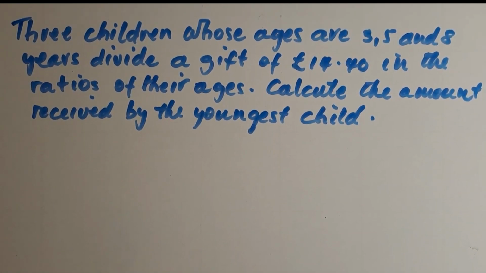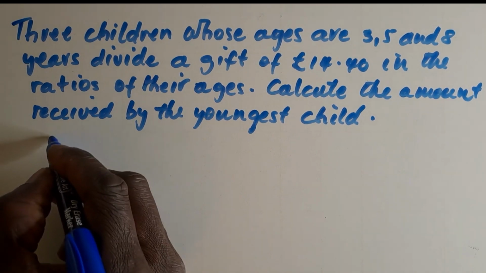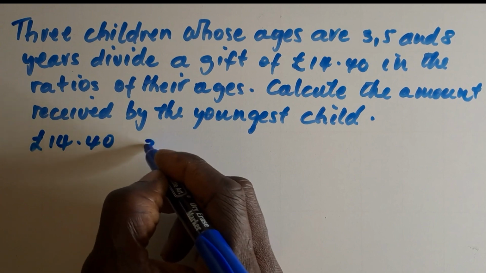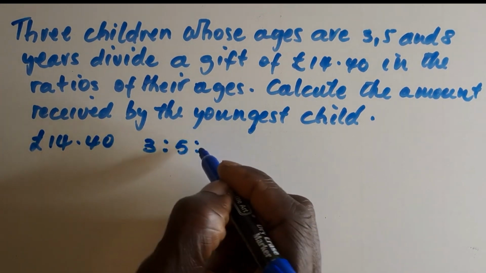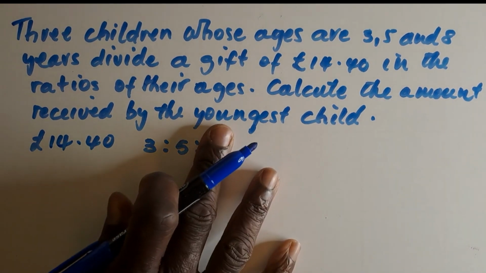3 children whose ages are 3, 5, and 8 years divide a gift of £14.40 in the ratios of their ages. Calculate the amount received by the youngest child. So if we look at the ratios, we have an amount of £14.40. It must be divided into the ratios 3 to 5 to 8. So the youngest child is 3, the eldest is 8 years old.